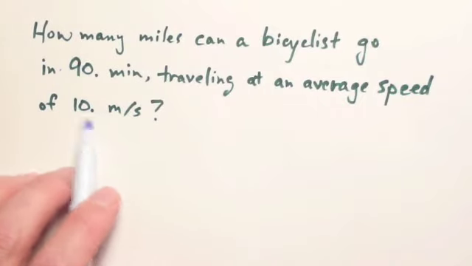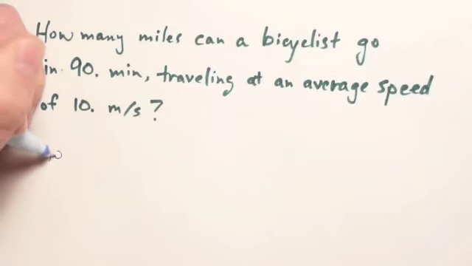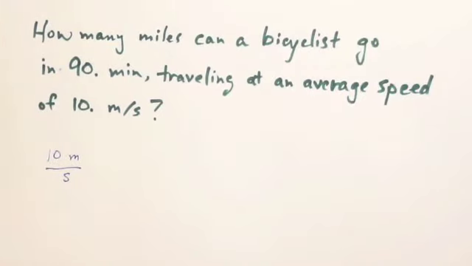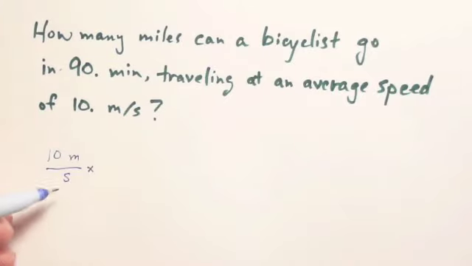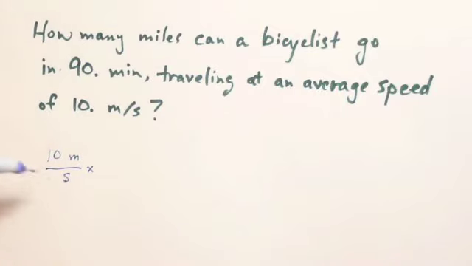Here's the distance we have, 10 meters per second, so let's start with that. We can start with either the numerator or the denominator. Denominator is probably simpler, so let's do that. We need to convert seconds into minutes so that we can use this number, 90 minutes.